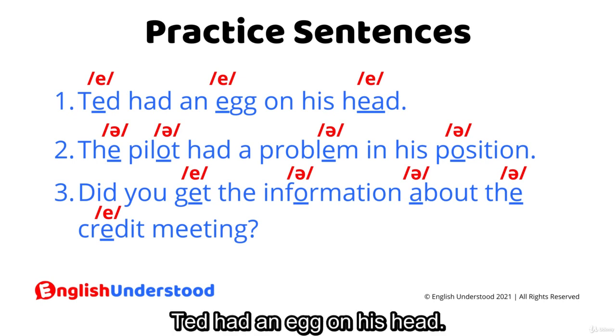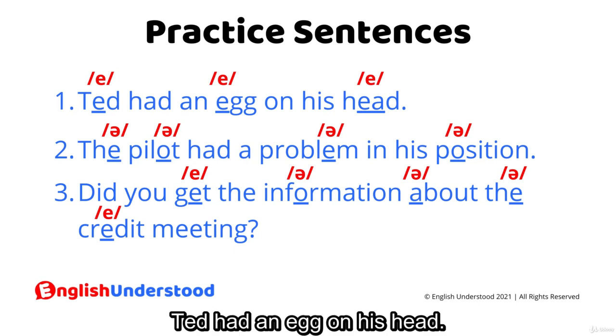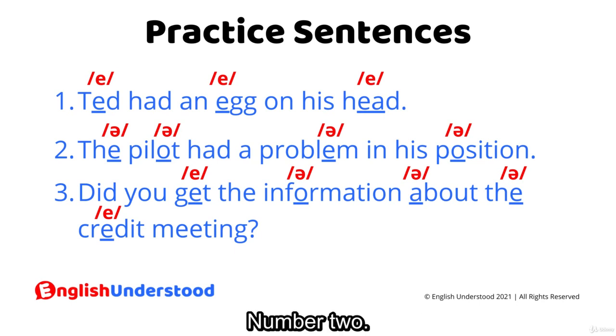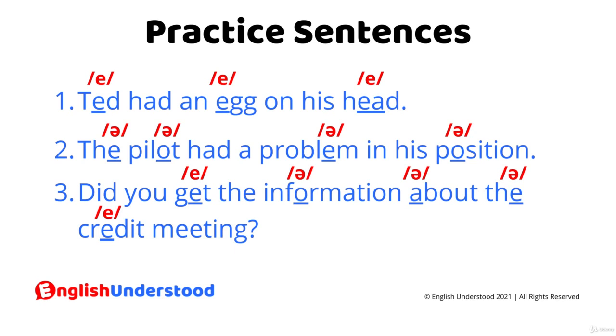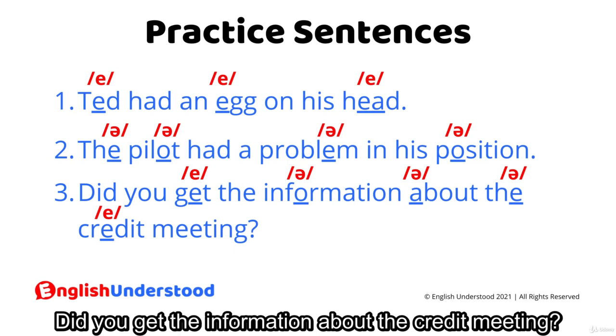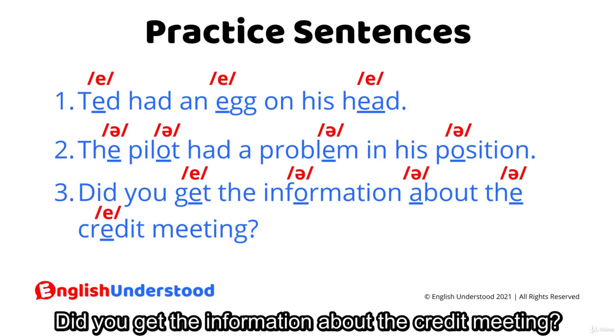Number 1, Ted had an egg on his head. Ted had an egg on his head. Number 2, the pilot had a problem in his position. The pilot had a problem in his position. Number 3, did you get the information about the credit meeting? Did you get the information about the credit meeting?